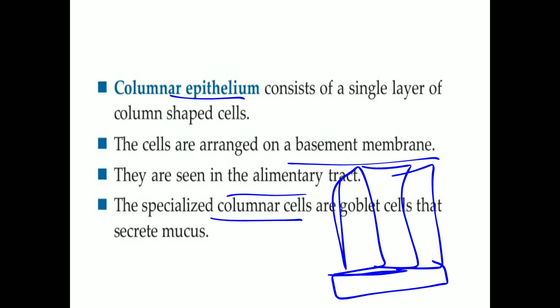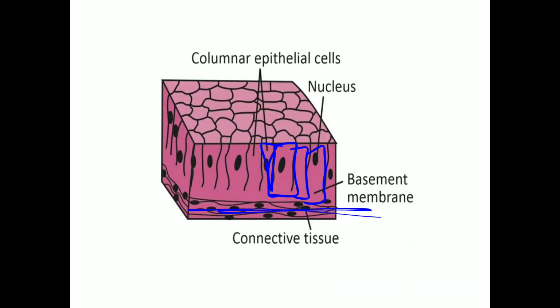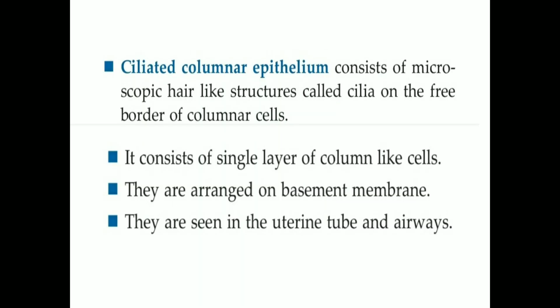There are specialized columnar cells in the columnar epithelium, and they are called goblet cells. These goblet cells secrete mucus, and the mucus protects the mucosal lining. It protects the inner lining of the internal organs. You can see that here, the columnar epithelium.